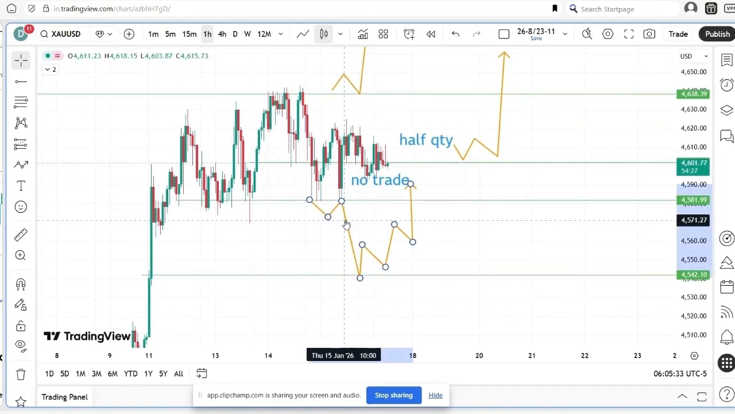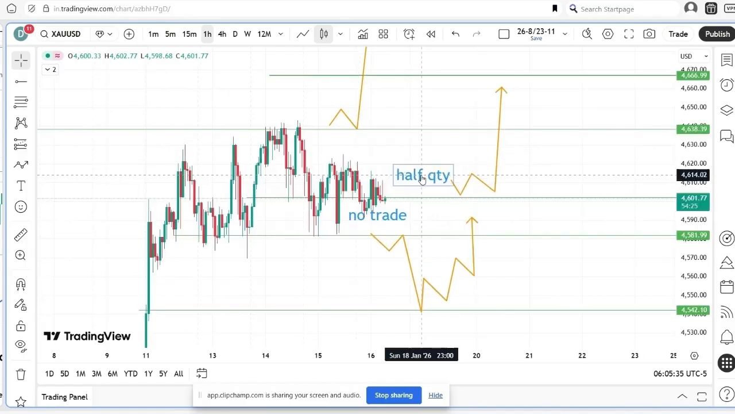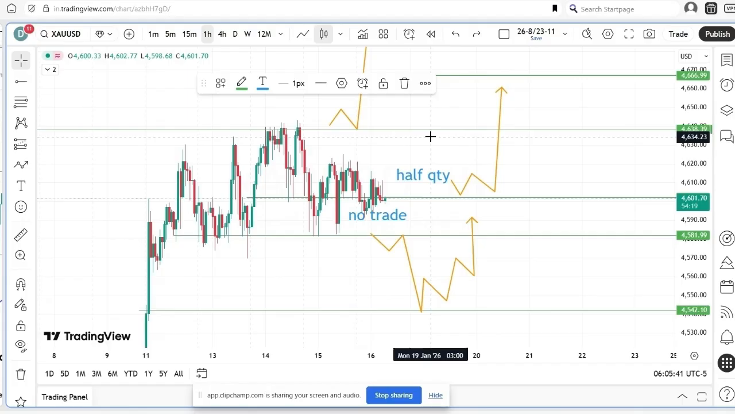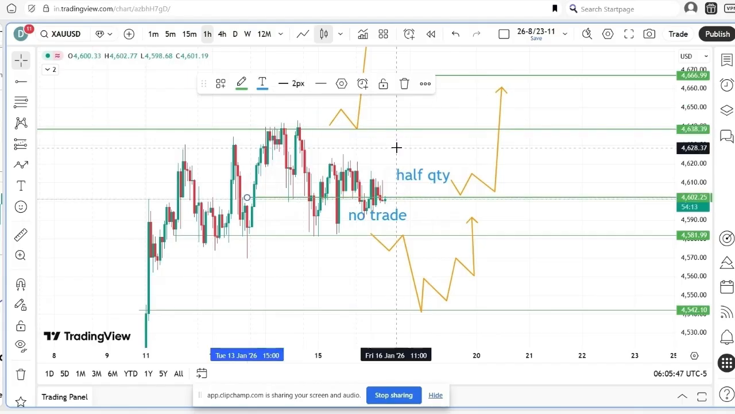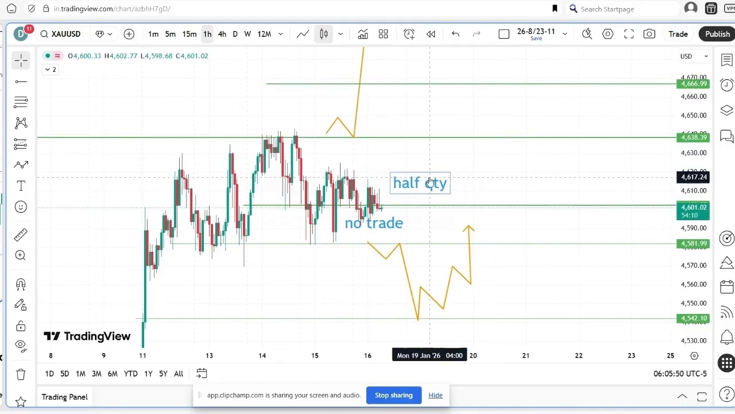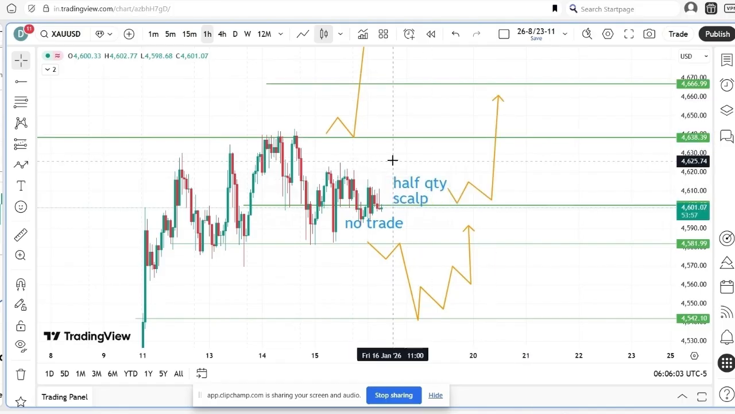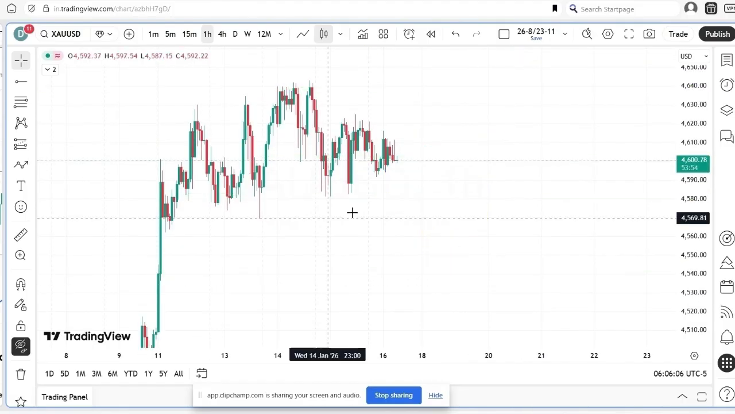So now the analysis will still remain the same, nothing major. The only thing is it's better to avoid this zone and take in half quantity only. And the only thing which can save you here is 3 SL a day, and better not trade in this zone or scalp only. Okay, do scalping, and it looks like it is making a head and shoulders type of pattern.